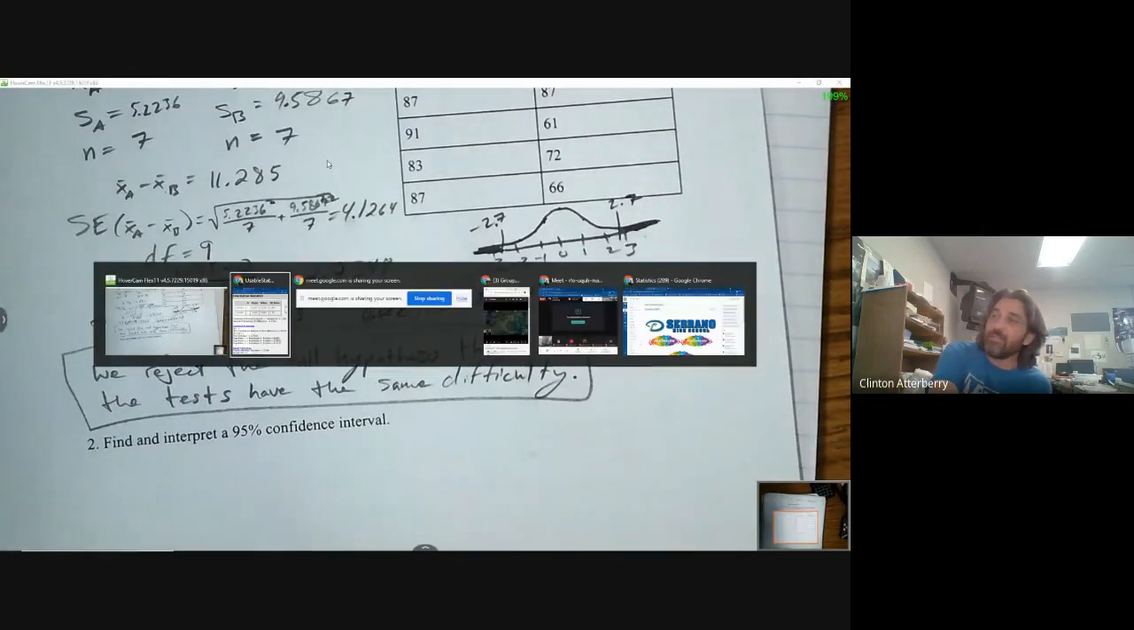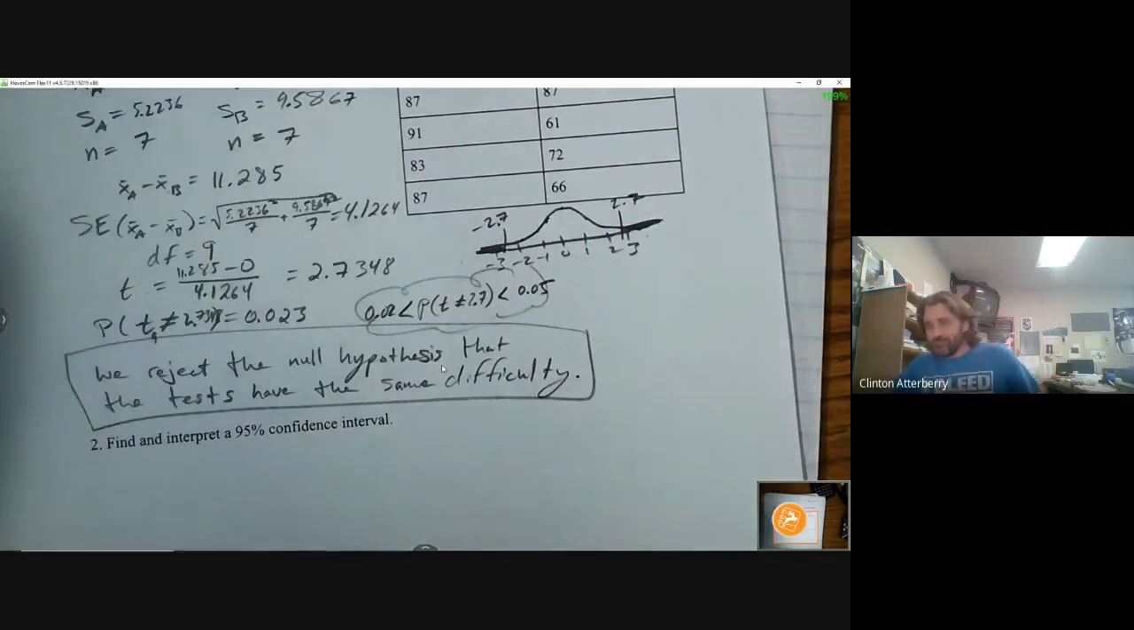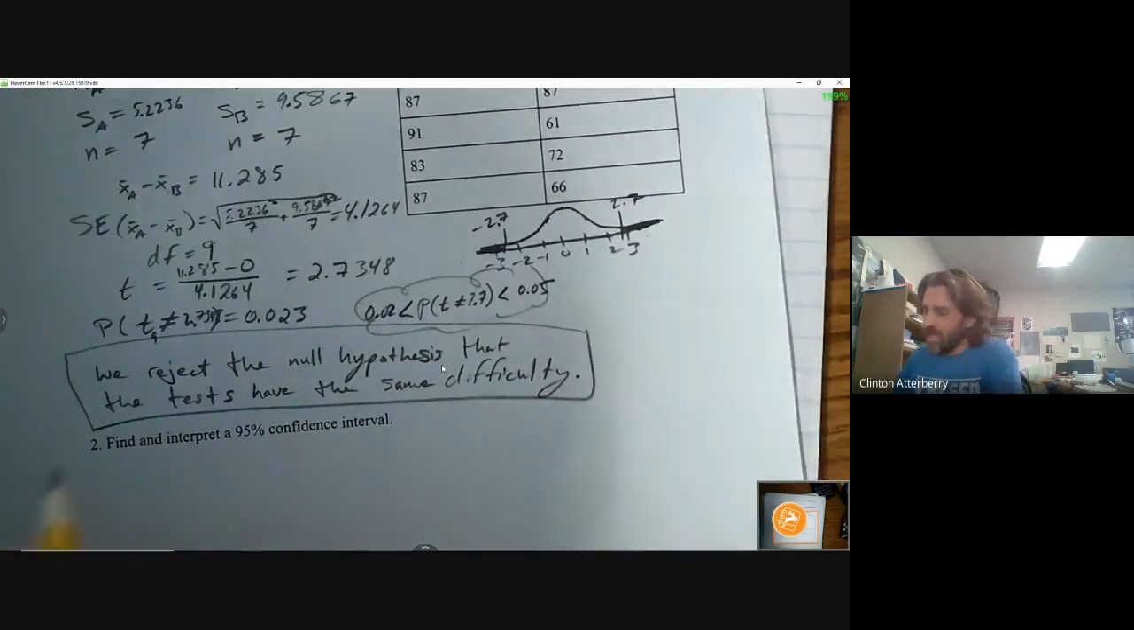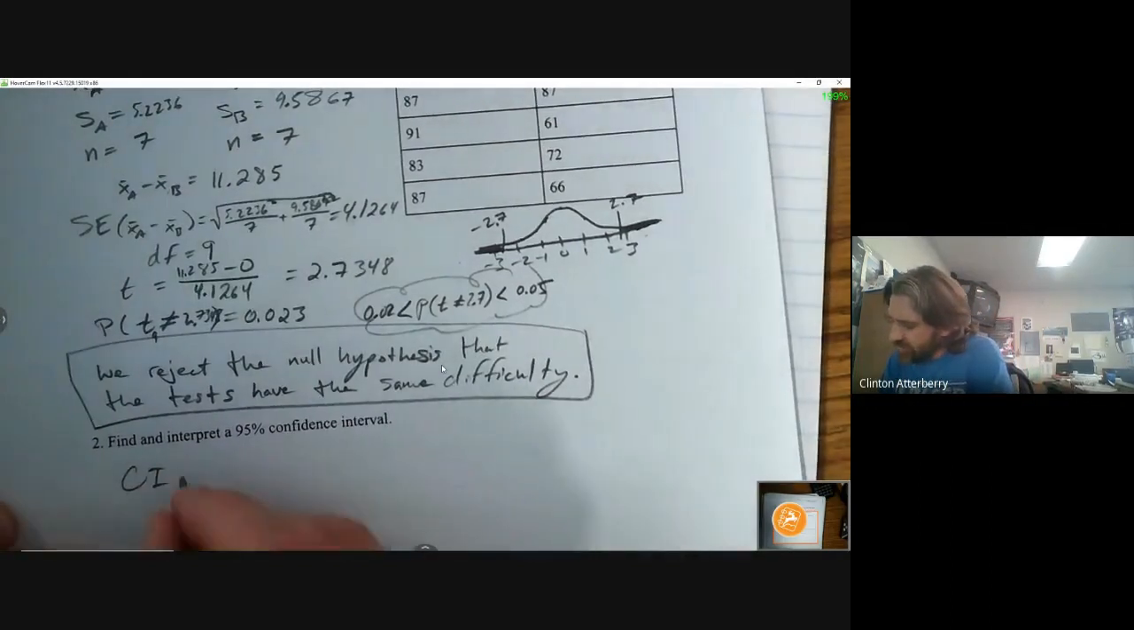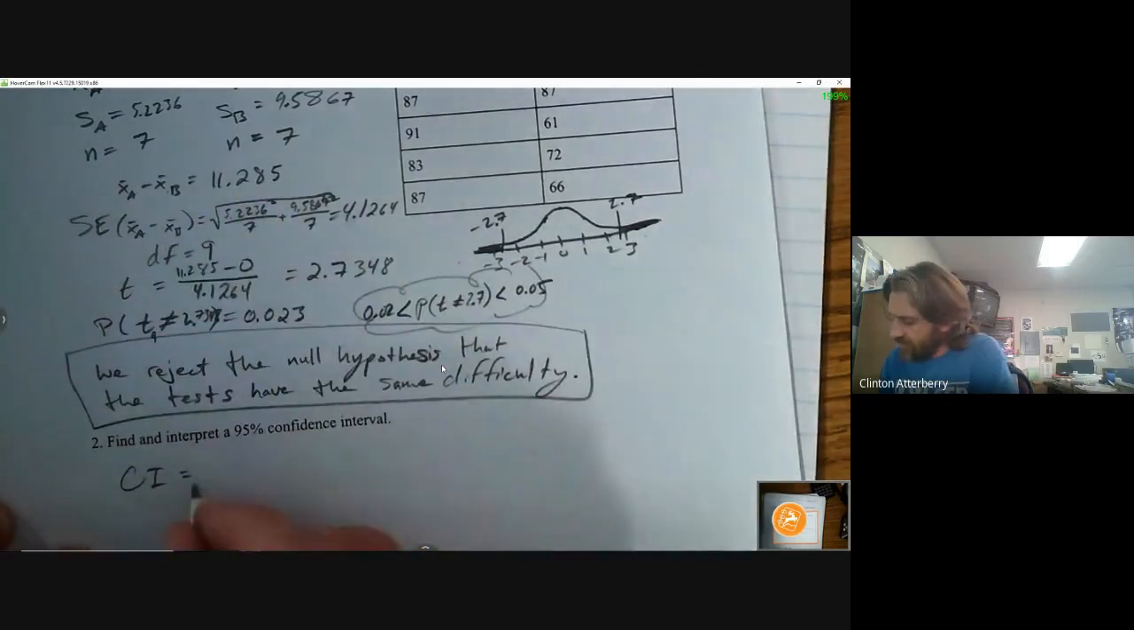The next question says find and interpret the 95% confidence interval. So going back to our calculator, it says here the confidence interval is going to be 1.9503 and 20.6197. I'm going to go ahead and calculate it by hand just because that's kind of what we've been doing. We're going to get those answers, okay? Our confidence interval is going to be equal to the difference we found here, 11.285.